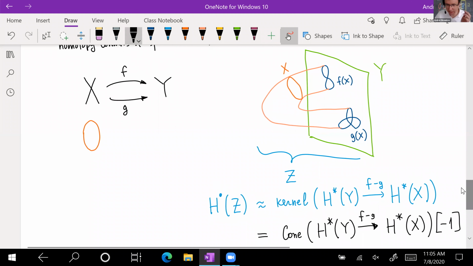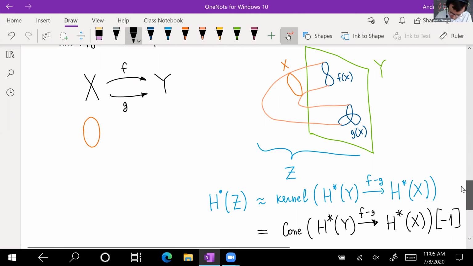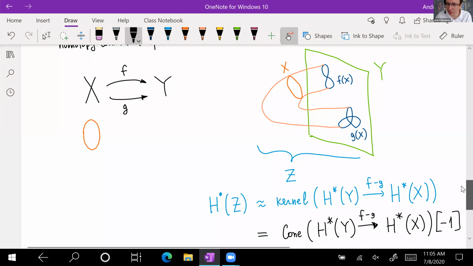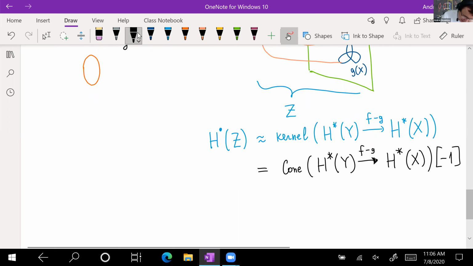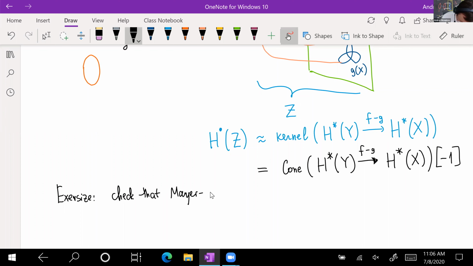So that's in fact the most general thing I will ever need to glue spaces out of. This is used to glue spaces. And as an exercise, check that Mayer-Vietoris is a special case of this.